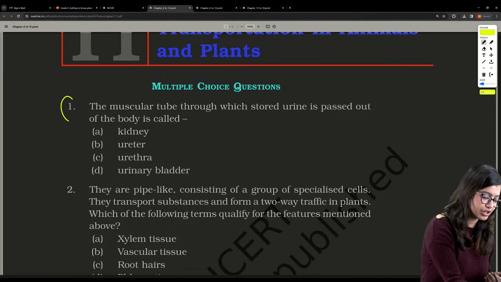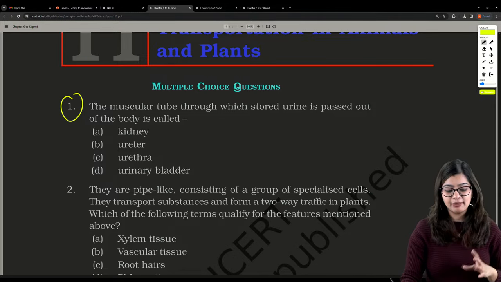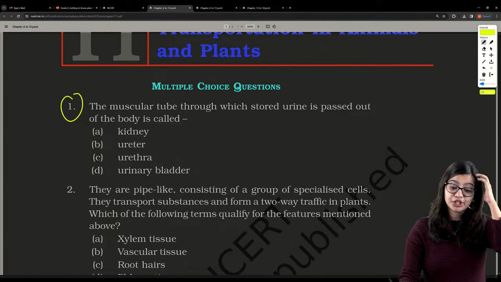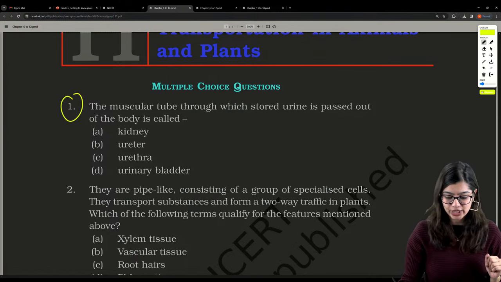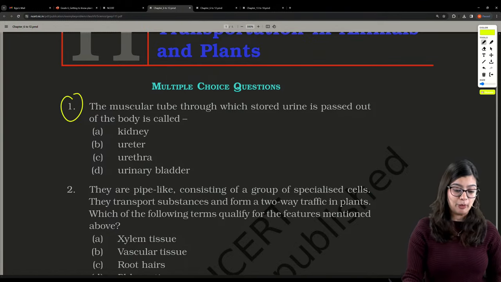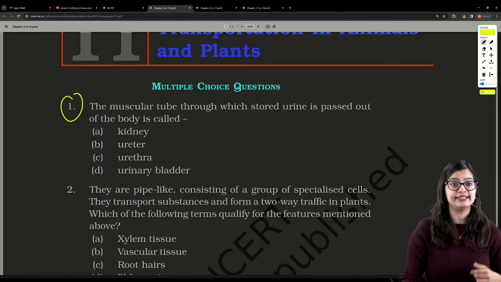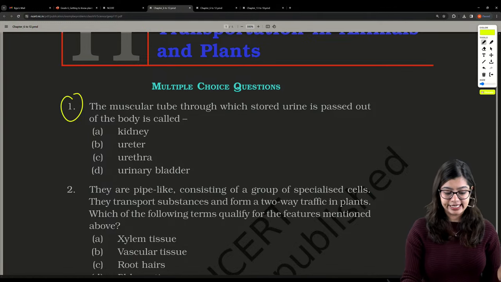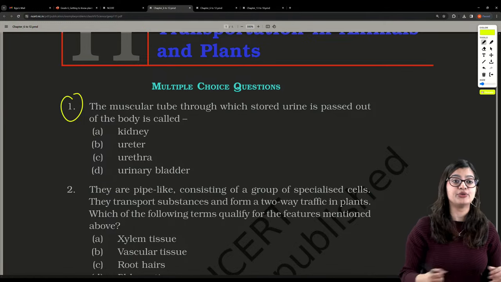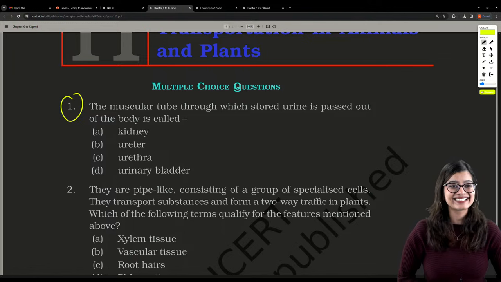Let's move on to question number one, right? Question number one is: the muscular tube through which stored urine is passed out from the human body is called as dash, right? Is it kidney, ureter, urethra, or urinary bladder? Yes?